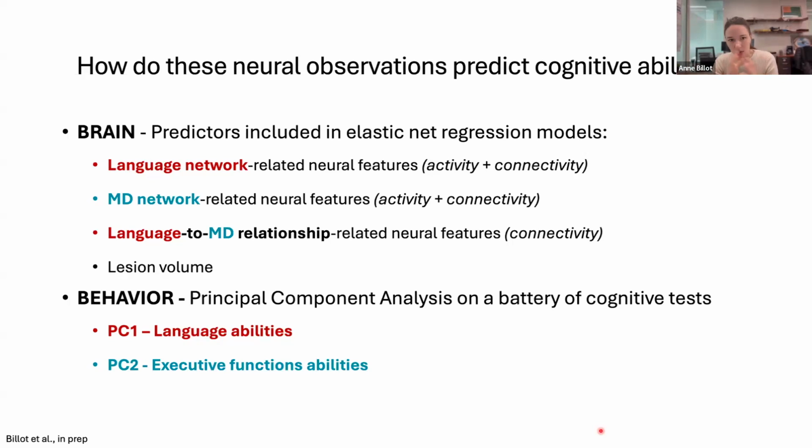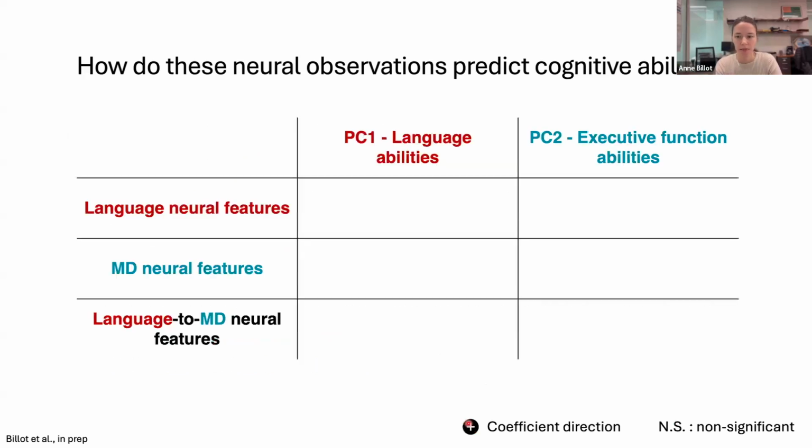And to investigate that further, we decided to see how these neural features predict language and executive function abilities in patients. And to do this, we tested the predictive power of 3 independent sets of neural features corresponding to activity and connectivity measures from either the language network, the multiple domain network, or connectivity between the two networks. And language and executive function abilities were composite scores that we extracted from a principal component analysis performed on a large battery of cognitive tests. And we controlled for lesion volume in our analysis.